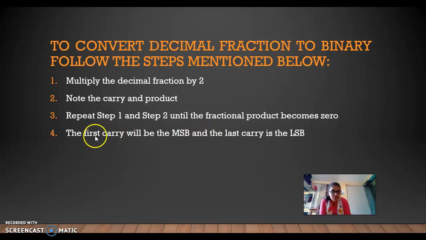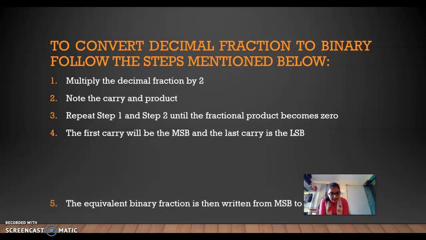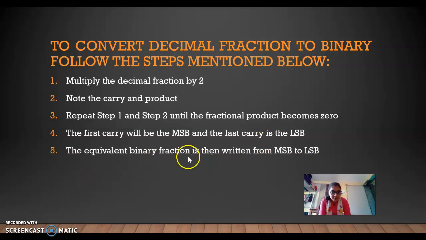Here in this multiplication, the first carry which is going to occur is your MSB and the last carry is known as LSB. While writing the binary equivalent, you should write the digits again from MSB to LSB. Let us have an example for this.